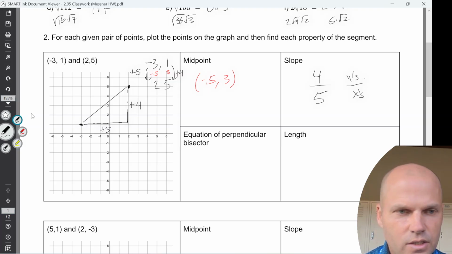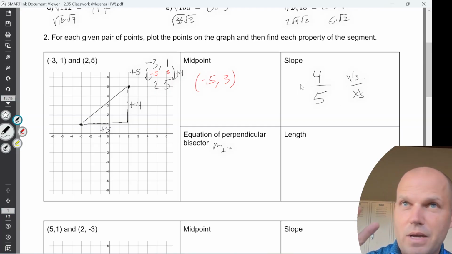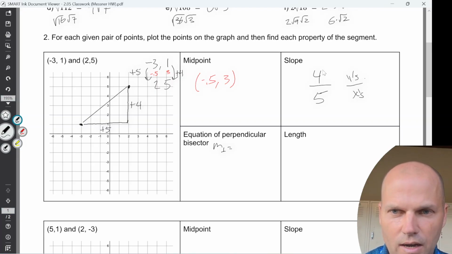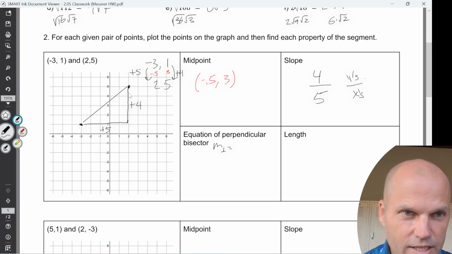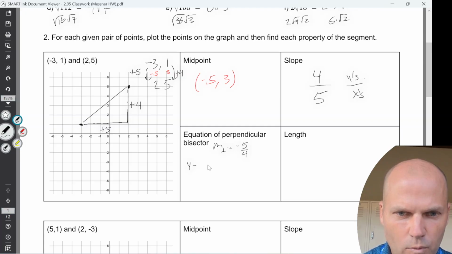4/5 of a y per x, which allows us to find the equation of the perpendicular bisector. The slope of our perpendicular line is the symmetrically flipped slope of the original line segment: -3, 1, and 2, 5. So if the slope of the original line segment is 4/5, the perpendicular line will be -5/4. We know it'll go through the point -1/2, 3. We'll use the equation y minus y1 equals m times x minus x1.